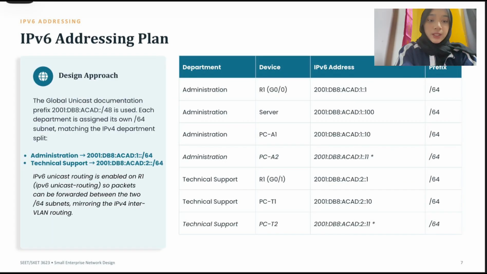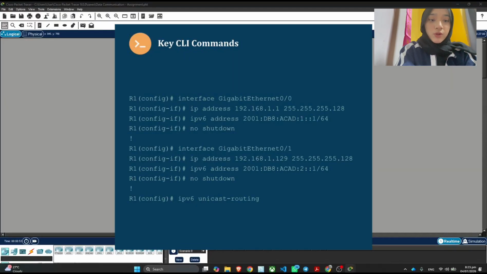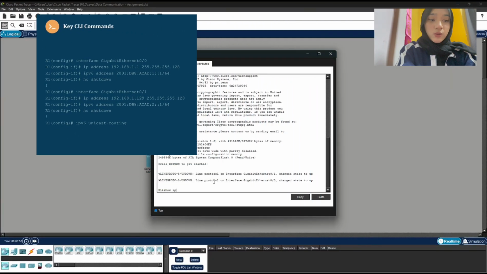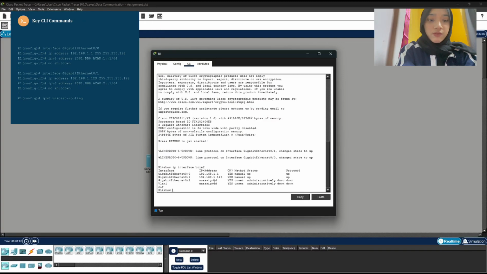We also implemented IPv6 using dual stack configuration, where each department was assigned its own /64 subnet and IPv6 routing was enabled on the router to allow communication between both networks. And here, this is the router configuration. Both interfaces were configured with both addresses, activated with no shutdown, and also IPv6 unicast routing was enabled.